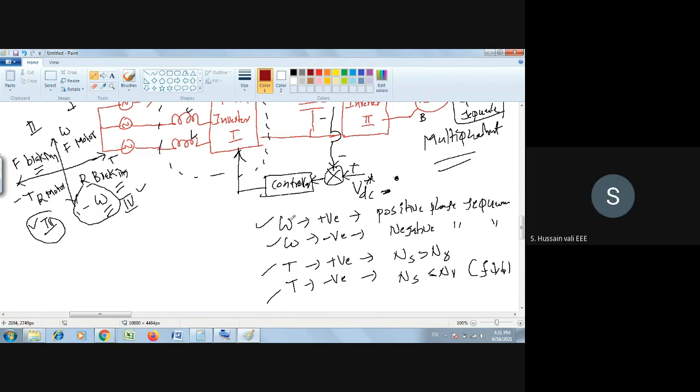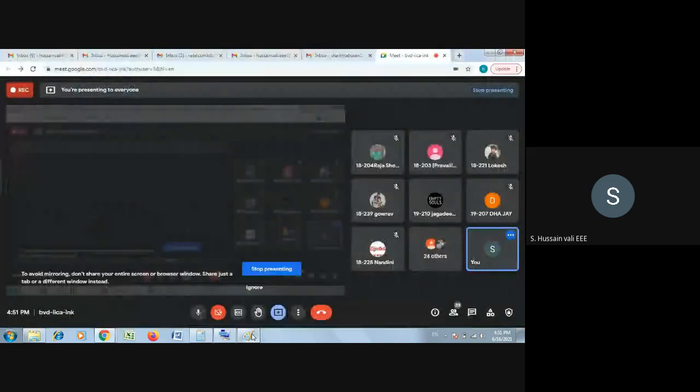See, when torque is negative, one thing I will tell you. See here. See, someone is continuously rising. Bhan Prakash, I think.